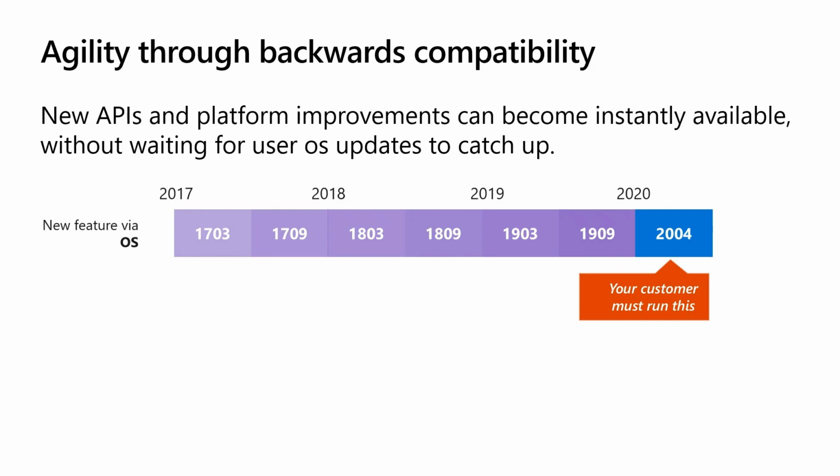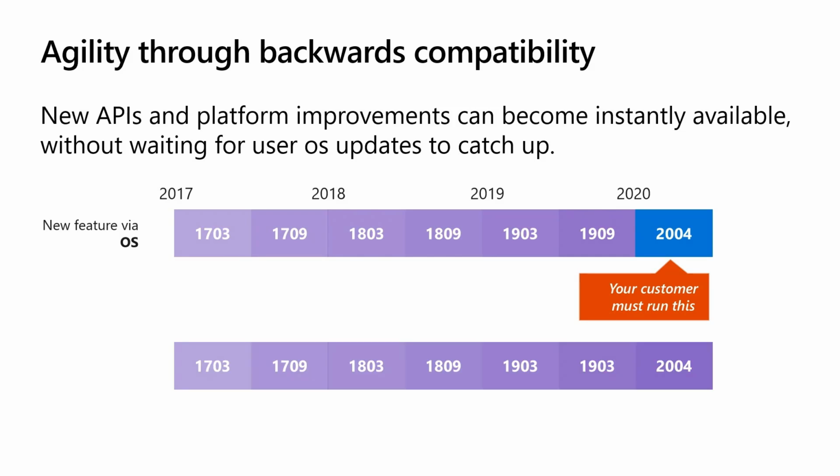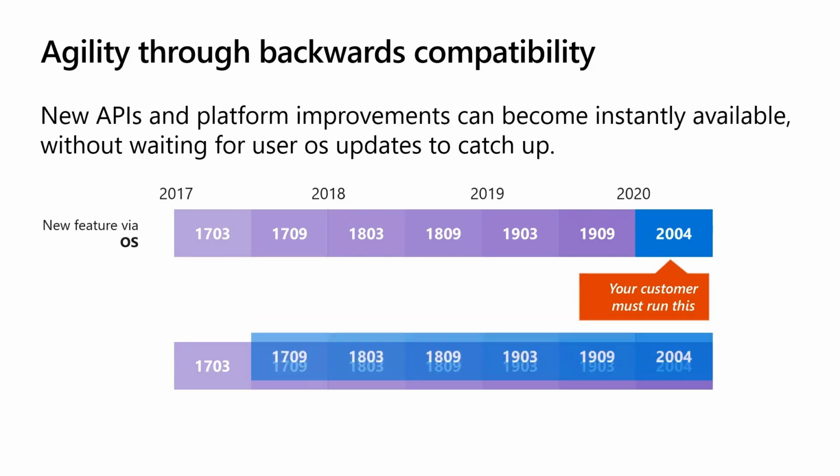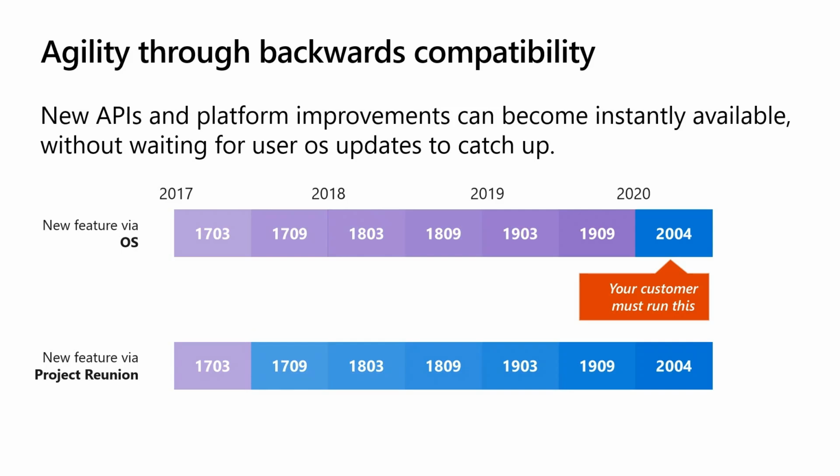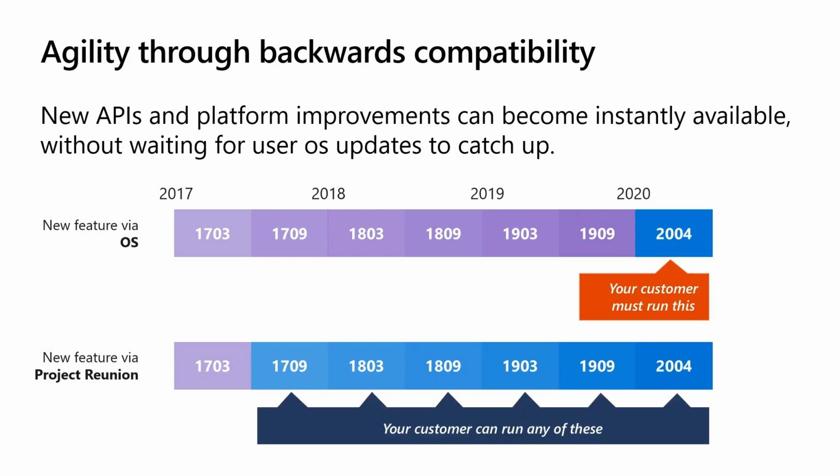But you'd have to wait until your customers were running that version of the OS to be able to use that API and use that platform improvement. With Project Reunion and this new way of shipping the APIs, where they're going to work across the supported versions of Windows, all of a sudden, your customer can be running any of those OSs, and you can instantly start taking advantage of that new API and that capability.